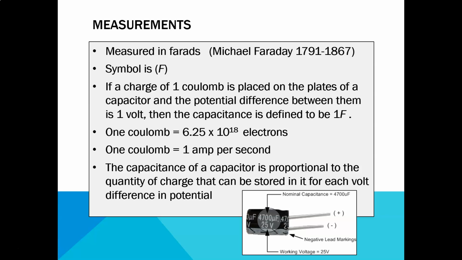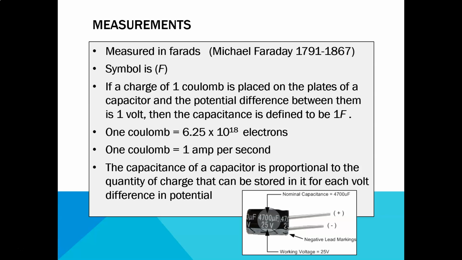Now you have to look at this. 1 coulomb is 6.25 times 10 to the 18th electrons, right? That's what we said was amperage, right, per second. 1 coulomb equals 1 amp per second. They're one and the same. If you get zapped by a 1 amp per second load, you are now an angel.